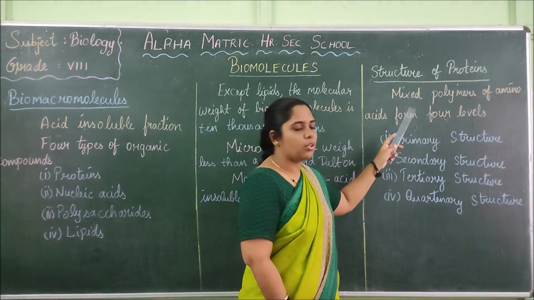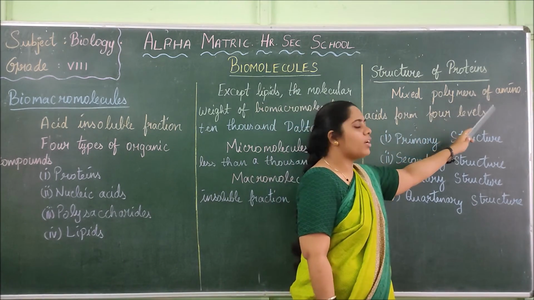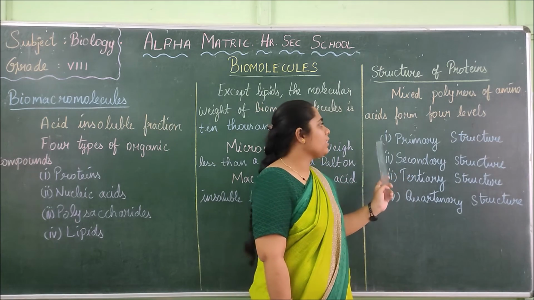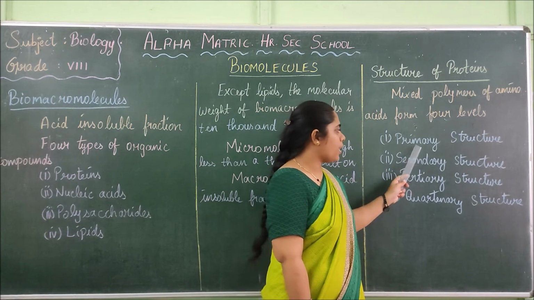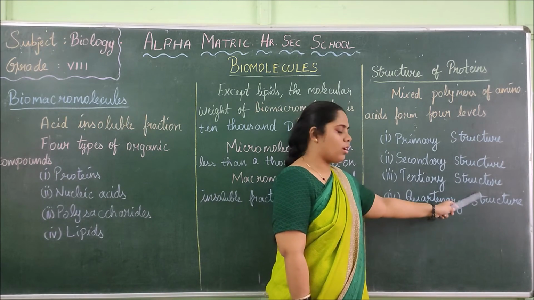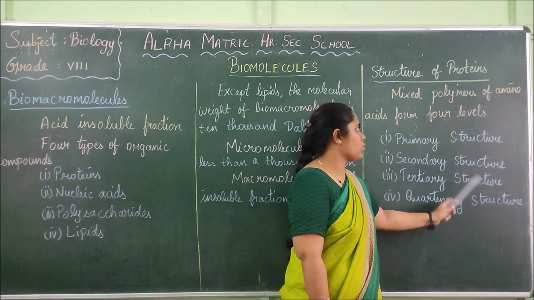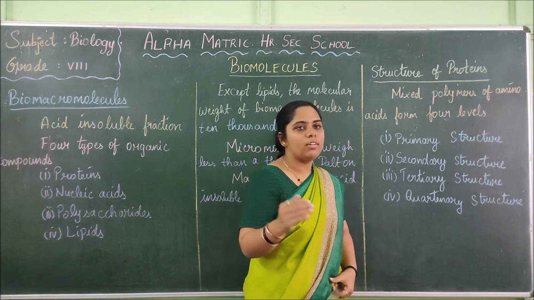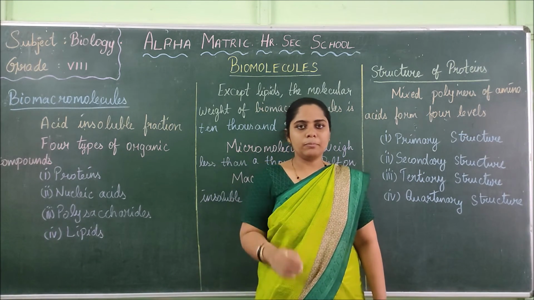As I already told you, it is a mixed polymer of amino acids, and there are 4 levels in it: primary structure, secondary structure, tertiary structure and quaternary structure. These are the 4 levels of protein.